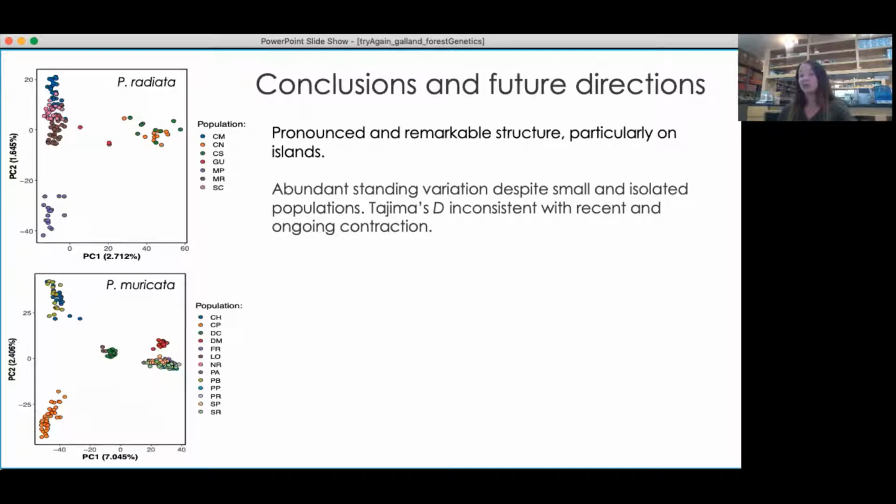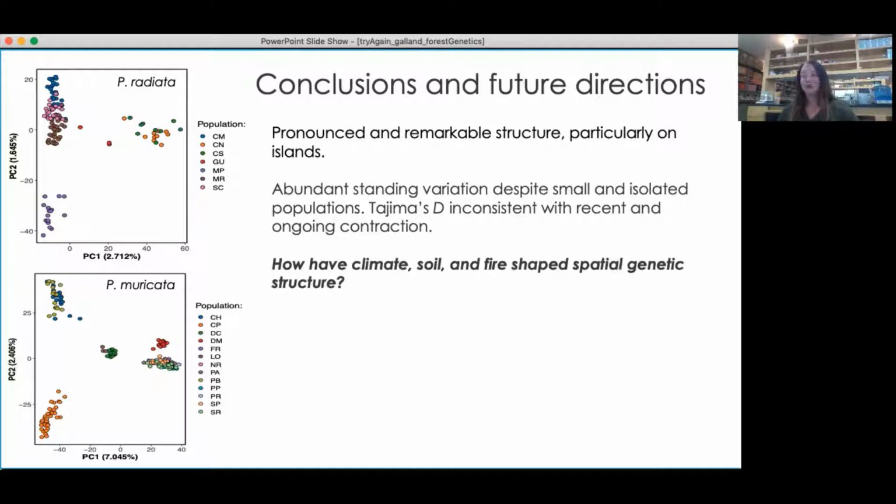Now, for these preliminary analyses, we see pronounced and just remarkable structure within muricata and radiata, particularly on islands. Further, we did not find evidence of a reduction in nucleotide diversity and instead found abundant standing variation, suggesting that these two populations are not contracting after all. Now, this data on only these two species has opened the door to a number of additional analyses, and I can personally tell you that attenuata is no different.